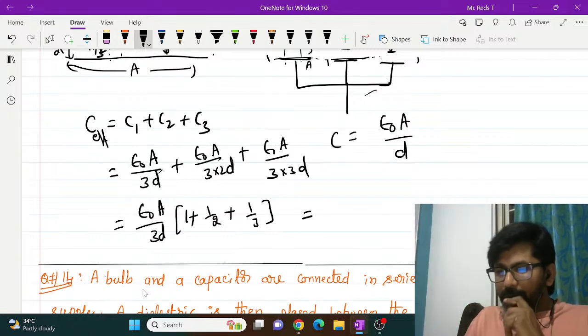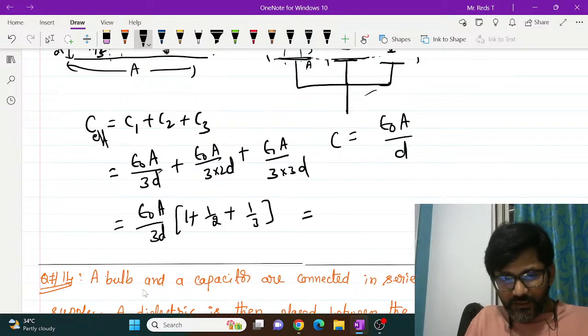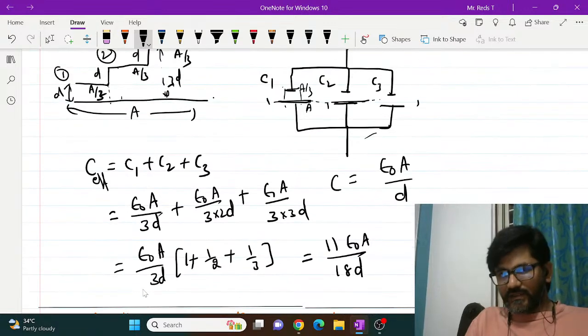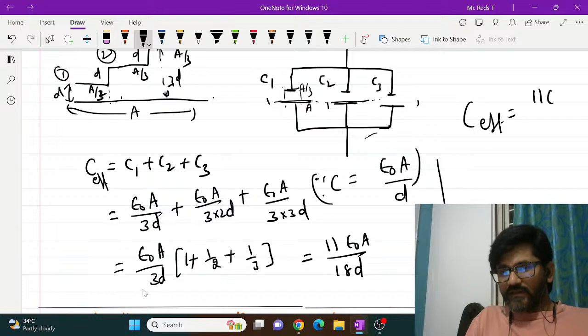So if you simplify this, we will get 2 plus 3, 5 by 6, then again 6 plus 5, 11 by 6, 11 by 6 into 3, 6 into 3, 18. So we will get 11 epsilon naught A by 18 D as the effective capacitance. Therefore, in general, C effective is equal to 11 epsilon naught A by 18 D.